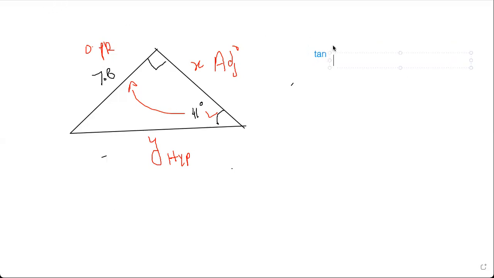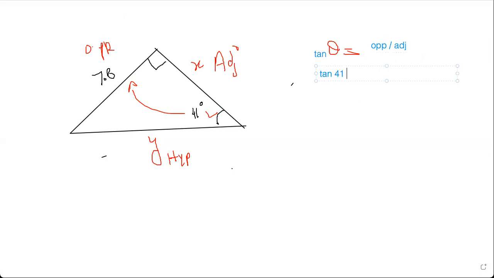Tan theta, we just discussed. Let me write the formula here. Tan theta is equal to, the formula of tan theta is opposite over adjacent. So opposite over adjacent. Opposite is given, adjacent is not given, and the rest of the things are given. Okay. So tan theta, so tan 41.